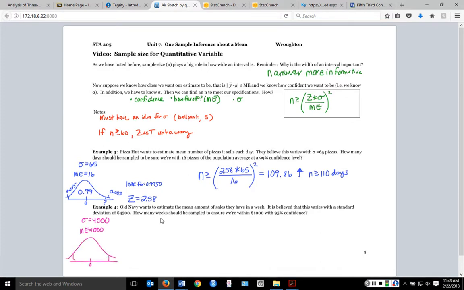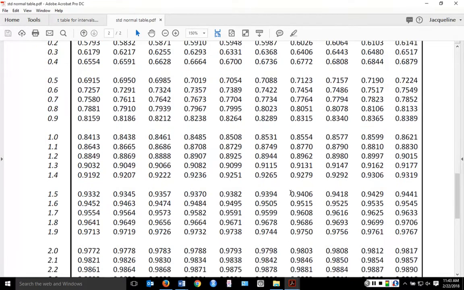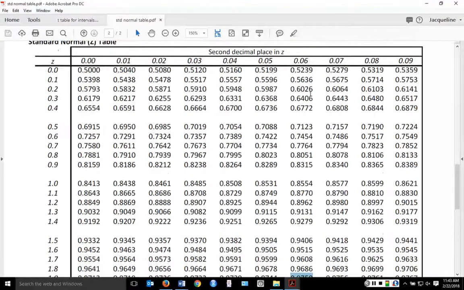Going through the same picture here, 95% in the middle, 5% left over, split into two is 2.5% on either side. We go to the table looking for everything to the left, which is that 0.95 plus the 0.025, so this time I'm looking for 0.975, and this one I actually find perfectly. So my z is 1.96 for this one.